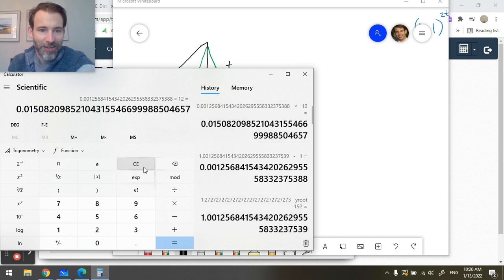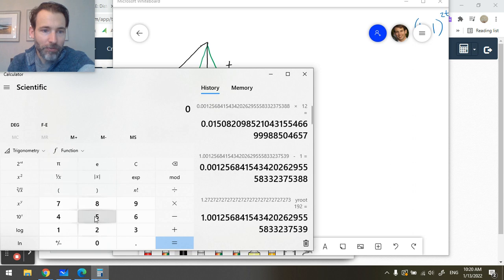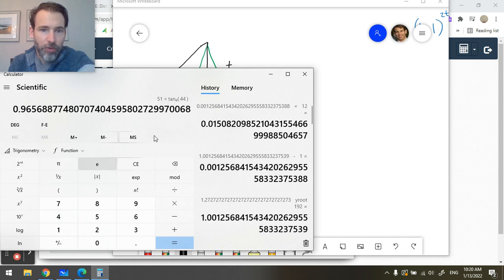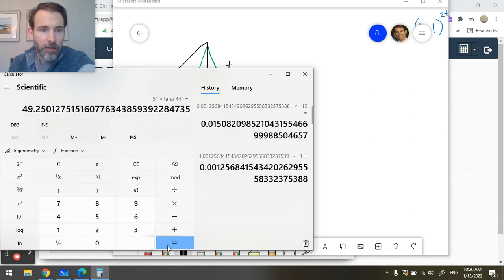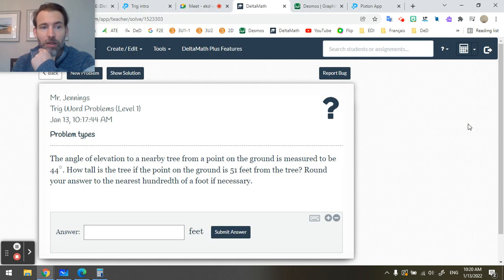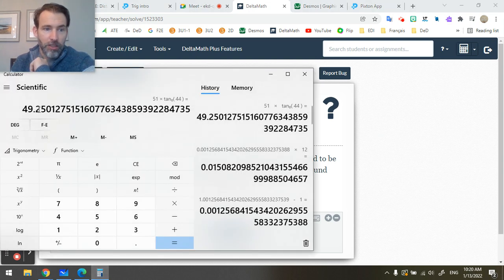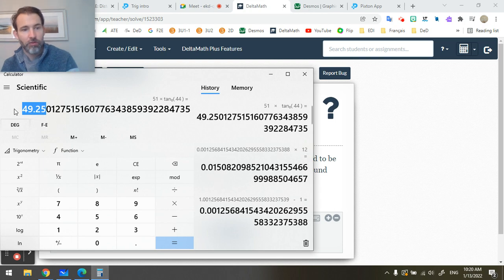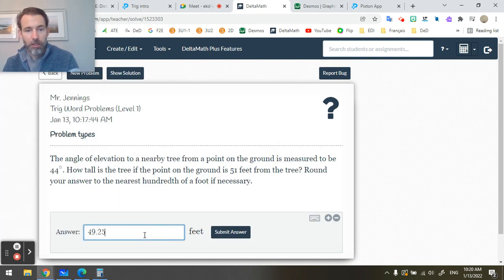Don't be scared. It's just grade 11. Okay, so 51 times the tangent of 44. There it is, 51 times tan 44 equals, oh, I was wrong. I thought it was going to be above 50. It's 49.25. Very close to my estimate. How much accuracy do I need here? To the nearest hundredth of a foot, if necessary. So this is tenths, this is hundredths. So that's the nearest hundredth of a foot. Copy, paste.